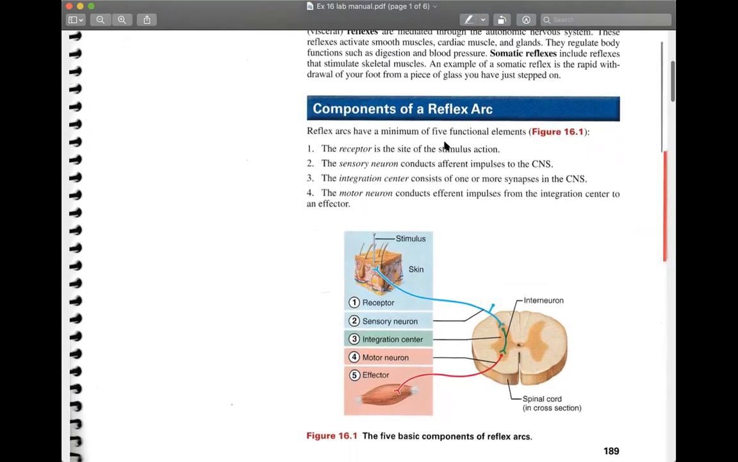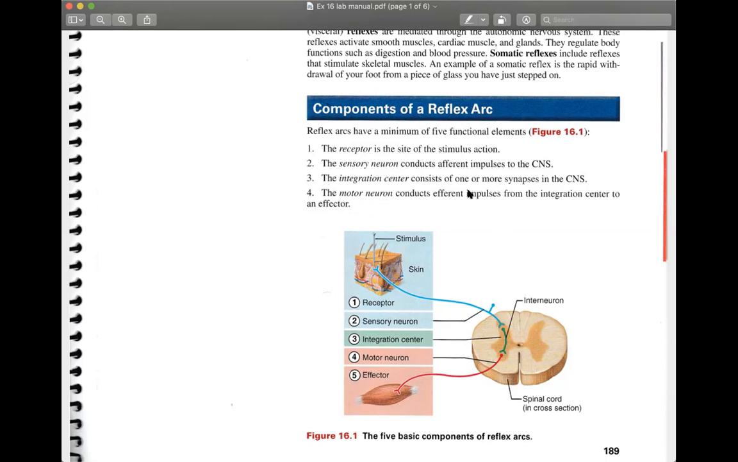Components of a reflex arc, you want to know your 5 parts. The receptor responds to a stimulus, and a receptor could be, like you see here, a pain receptor in the skin, or it could be a stretch receptor in a muscle, something that interprets whatever stimulus we're reflexing against. You have a sensory neuron that is afferent, conducts that impulse to the central nervous system.